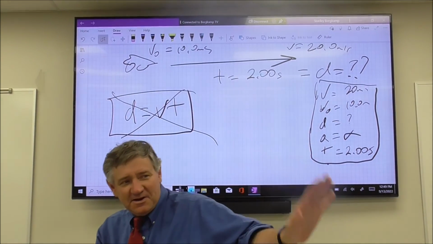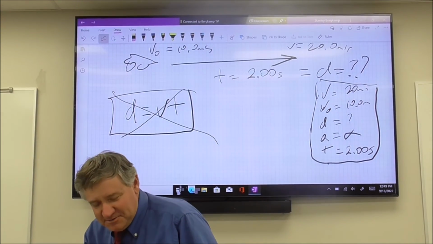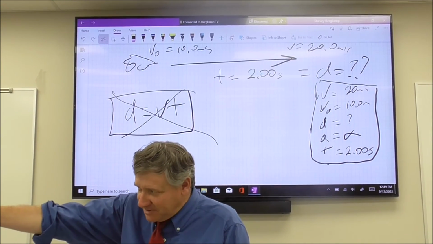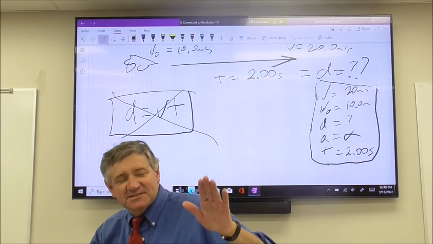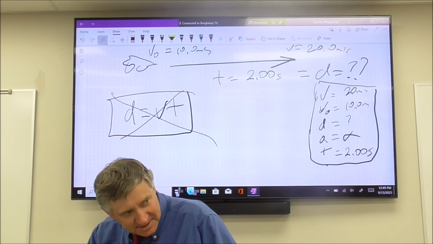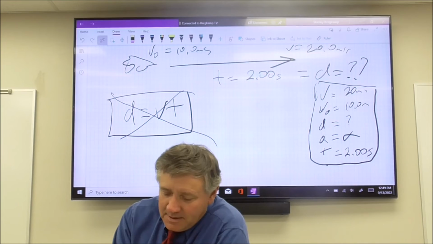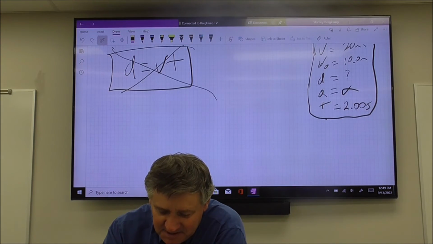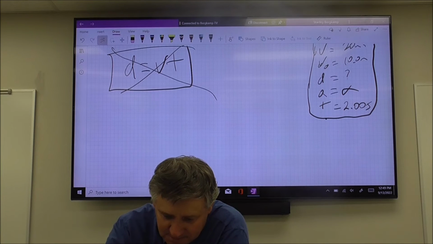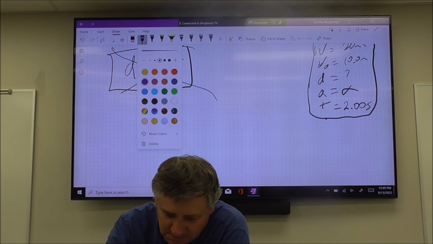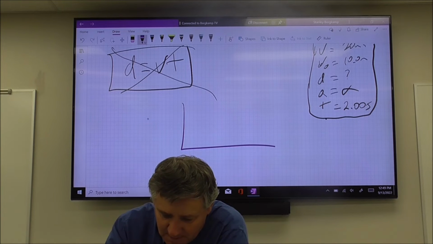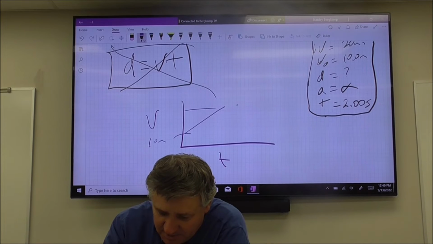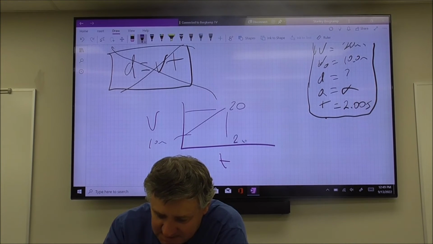So, here's the deal. Here's what you cannot do in this situation. I can't just take 10 meters per second and multiply that by 2 and say it went 20 meters, because you don't have constant velocity. So, here's what you're going to do. If you look at this on a velocity time graph, you're starting here at 10 meters per second. You're going to 20, and that's 2 seconds.